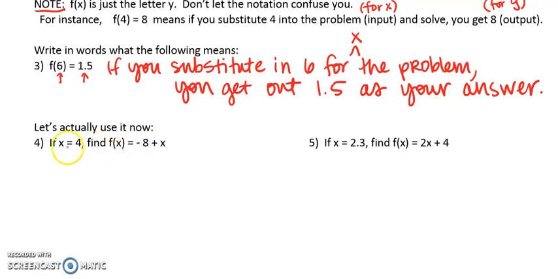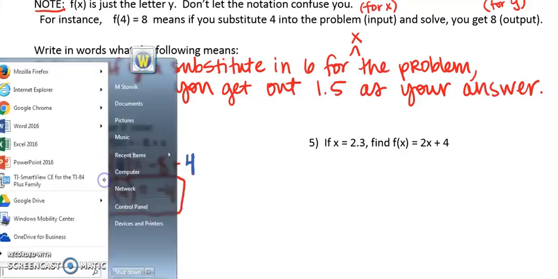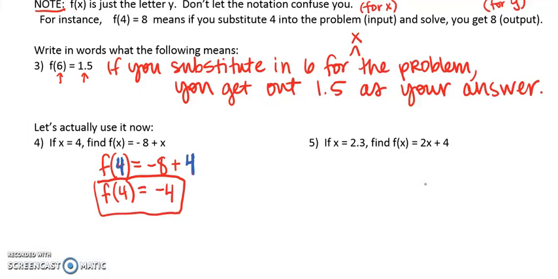So let's actually use it now. If x equals 4, find f of x equals negative 8 plus x. We're substituting 4 in, so put a 4 everywhere you see your x. And I'm going to even write over it in blue so you can see. I put my 4 in here, and I put my 4 there. Do you see that everywhere there was an x, I put a 4? Now, f of 4 is just notation. Do not touch it. Just bring it down. You don't do anything with it. And then negative 8 plus 4 is negative 4. You're done. So if you put in 4, you get out negative 4 as your answer.